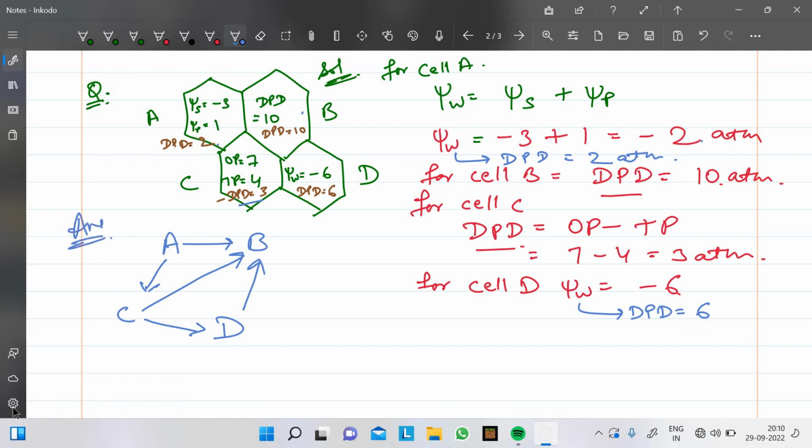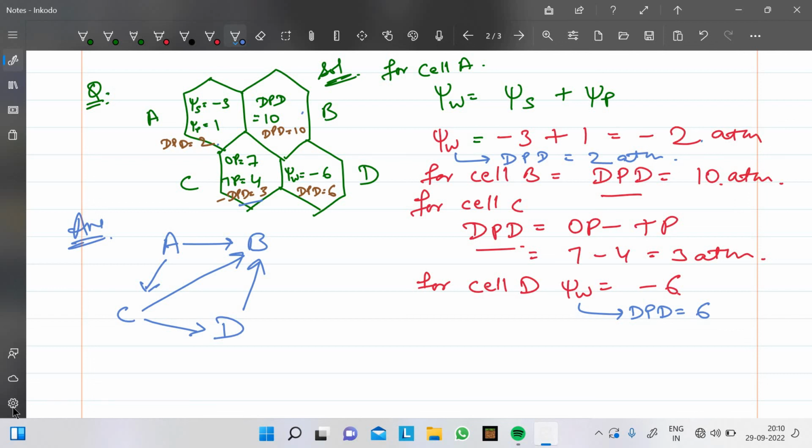Again, just देखो आप, सेल A का DPD है 2 मिनिमम. ओके, तो वाटर विल स्टार्ट मूव फ्रॉम हियर. इसके कांटेक्ट में 2 सेल है, दोनों का ही DPD हायर है फ्रॉम दिस, तो दोनों ही सेल में इसका वाटर जाएगा, C में भी और B में भी. नाउ कम टू सेल B. Sorry, come to cell C.